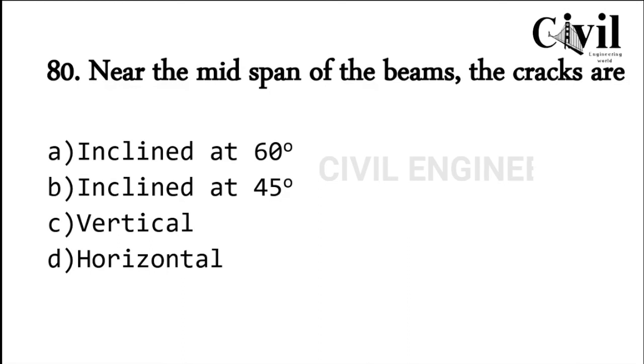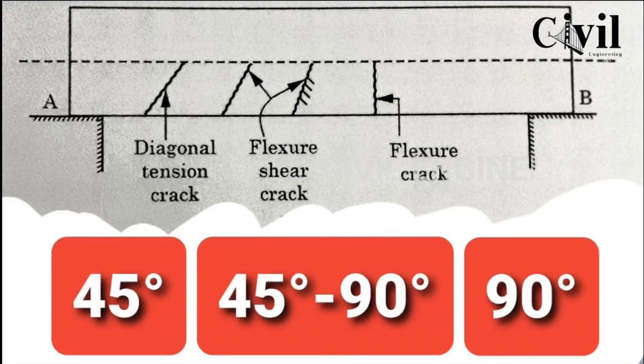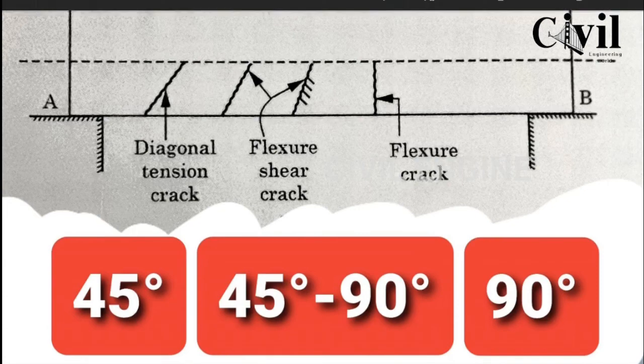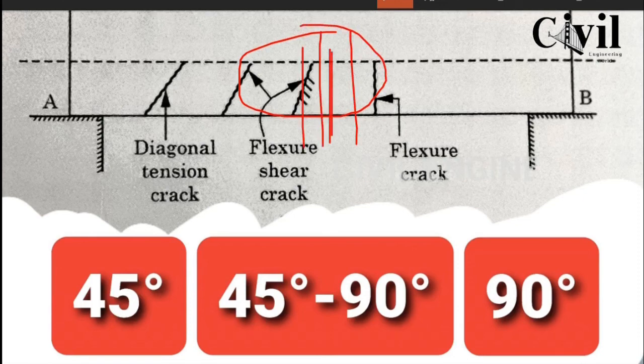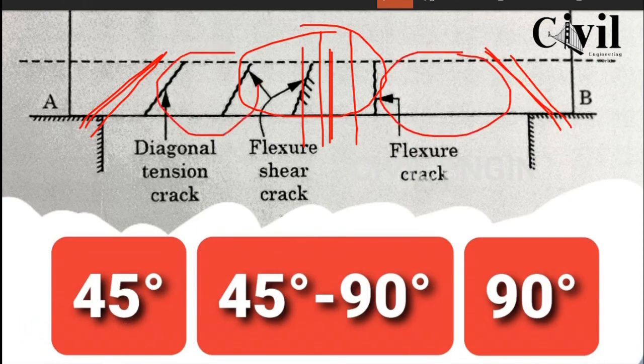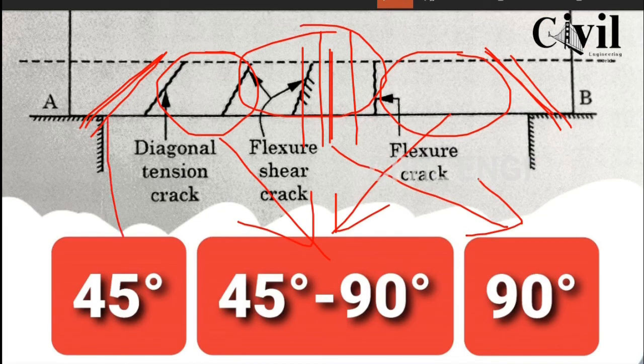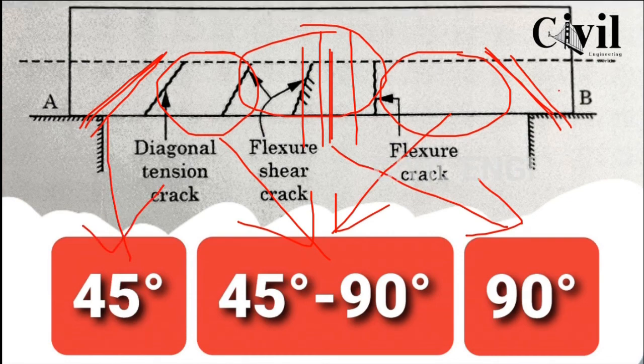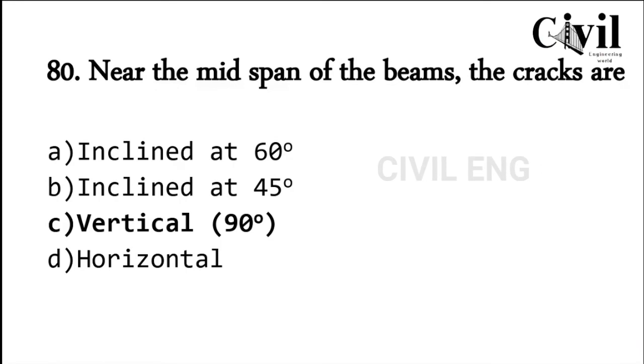So next, near the midspan the cracks are. So here we have different types of cracks. So we are just talking about the center of the beam. So here we have different types of cracks that are purely vertical at 90°. Then if we just go towards the supports, then they are perfectly inclined at 45°. Then at any distance between these is maybe 60°, both inclined and also vertical. So here we have purely vertical cracks at center, and here we have both 45 and 90° cracks between these. Okay, so here we have vertical cracks. C is the correct answer.